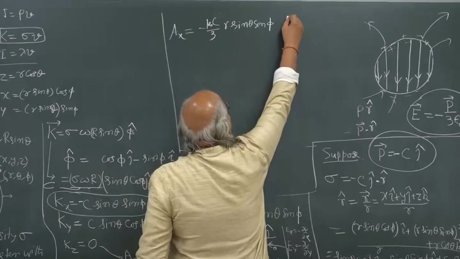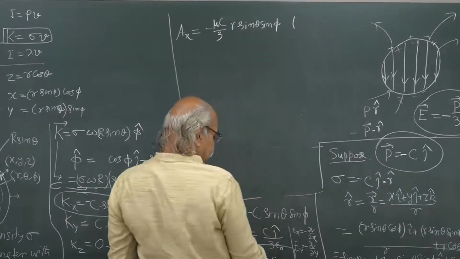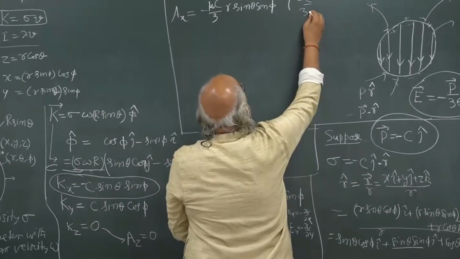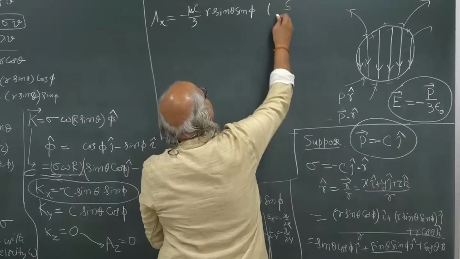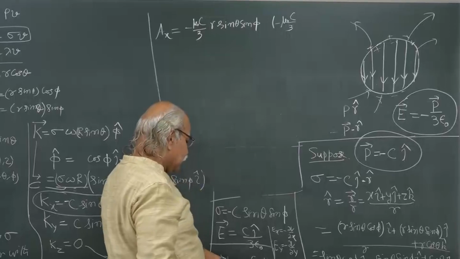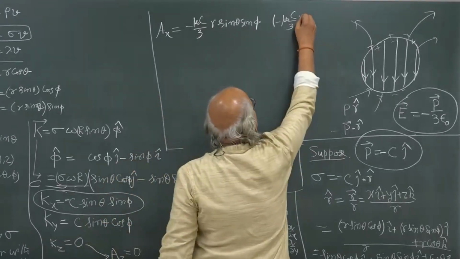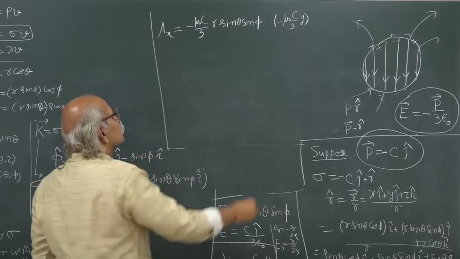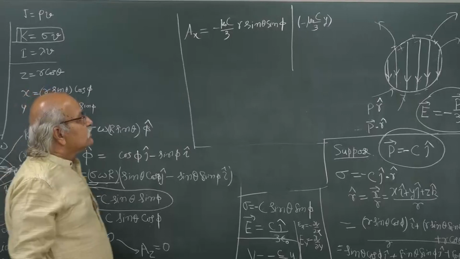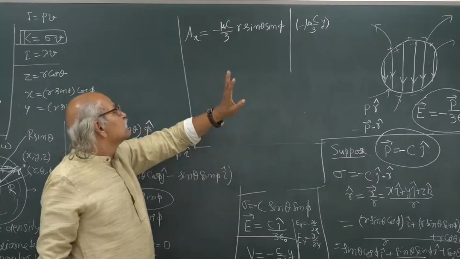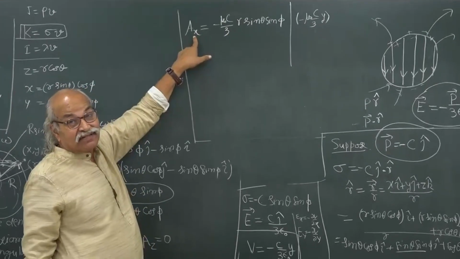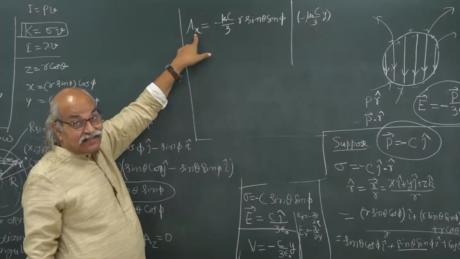This is essentially, in Cartesian coordinates, minus c over 3 epsilon naught, and that epsilon naught will go there. This will be minus mu naught c by 3, and then y. So, in Cartesian coordinates, if you write, it is this. In spherical coordinates, you write this, but remember, this is the x component, A x. So, we are using Cartesian components.